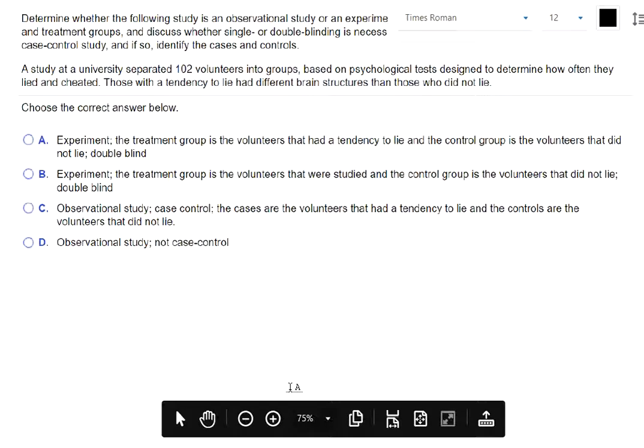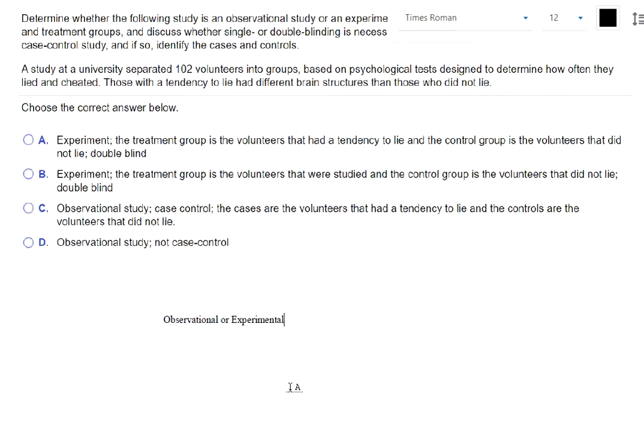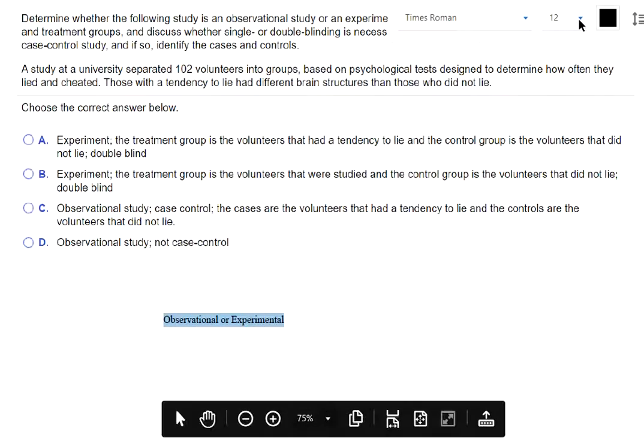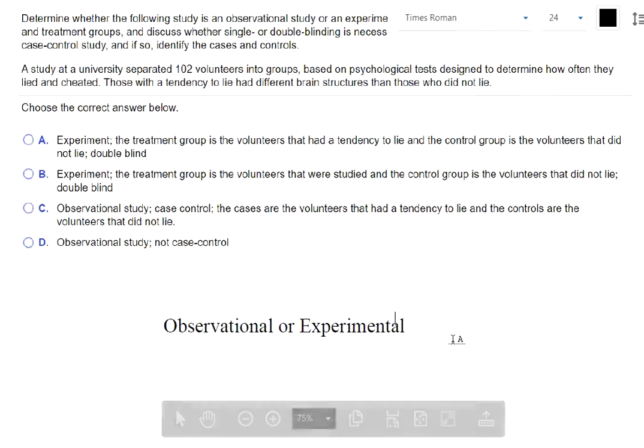A study is observational or experimental. We got those two options when we're talking about a study. Observational, experimental. And the difference between the two is that an experimental study is when the researchers do something to influence the variables they're studying.